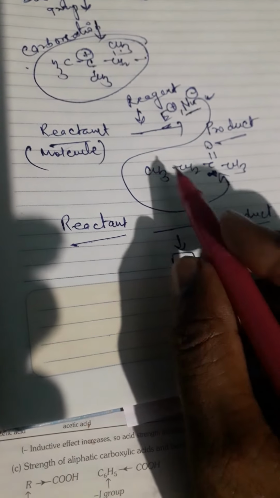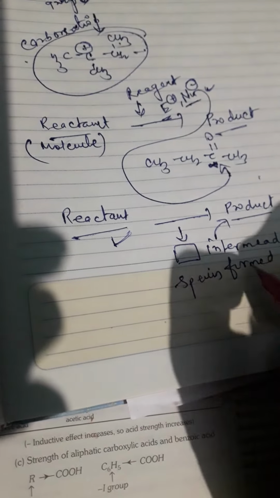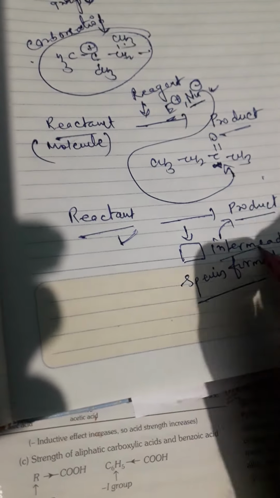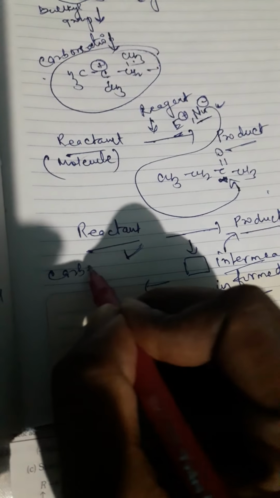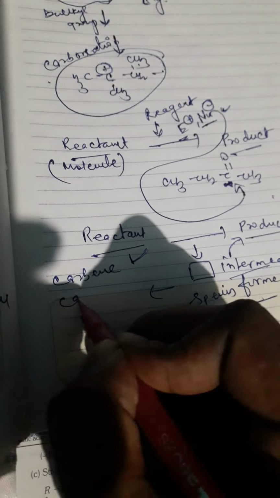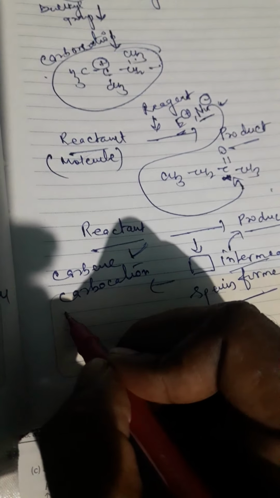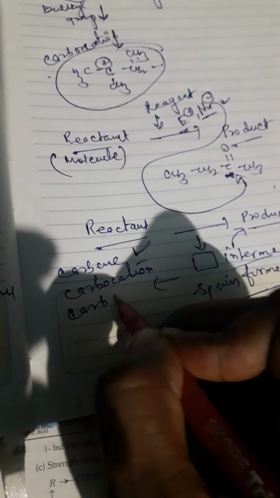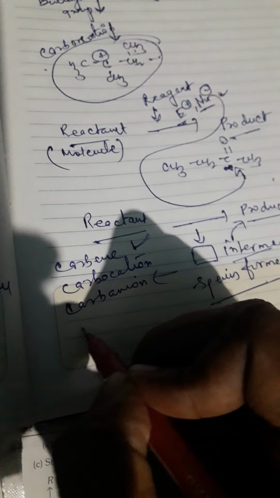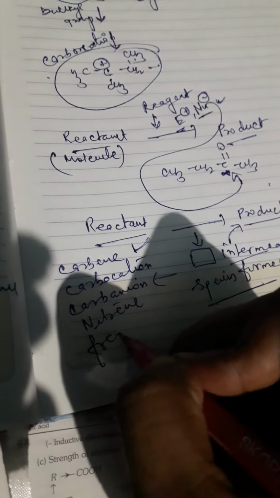Means first of all electrophile and nucleophile is needed for converting reactant to products. Second, an intermediate will be formed. Okay, so there are a lot of intermediates that will be formed, like carbene, carbocation, carbanion, and nitrene. Okay, free radical like that.